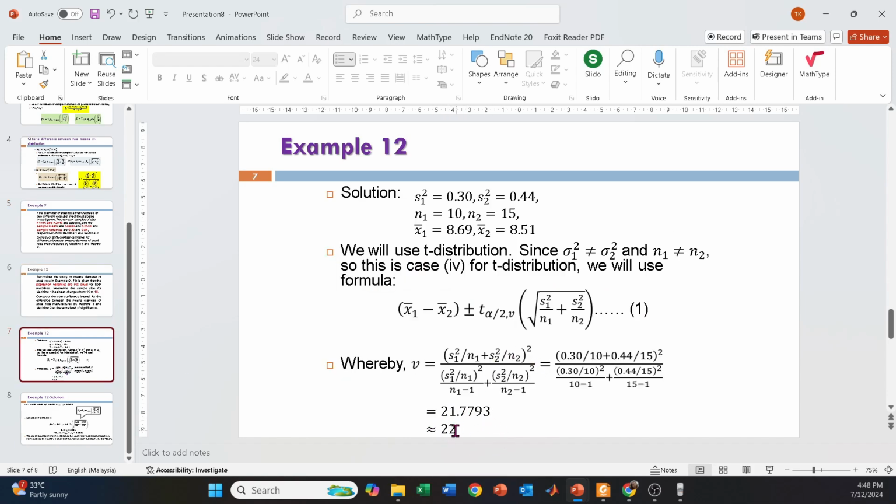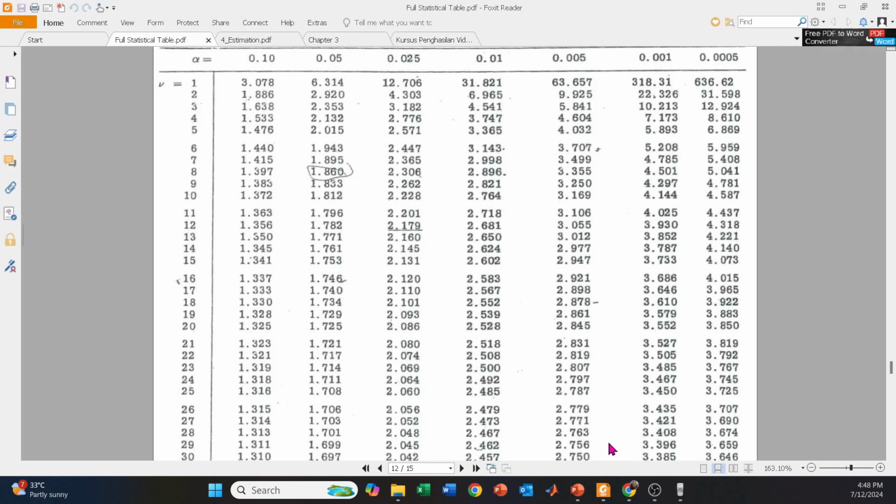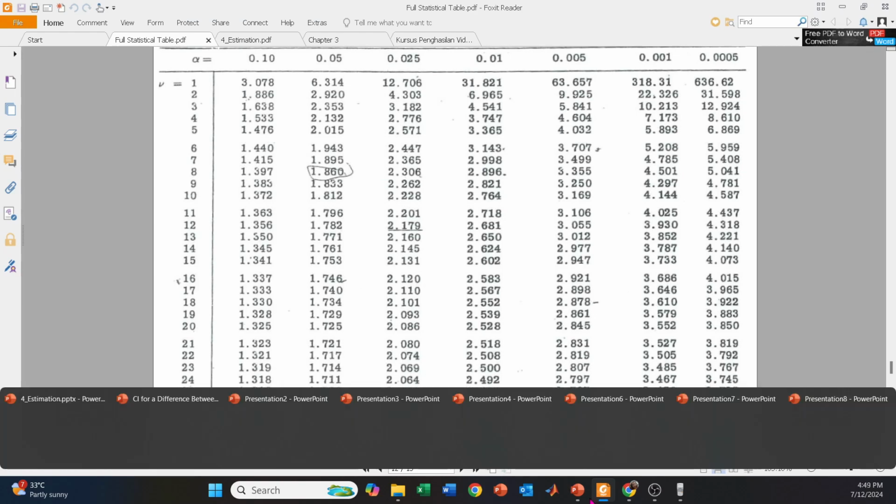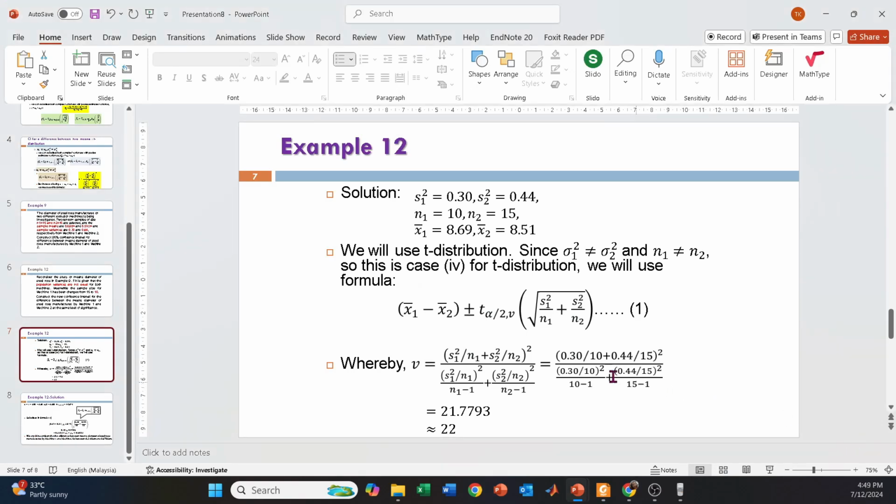So the difference is, if in the third case n1 plus n2 and both variances are the same, the nu will be total 25 minus 2, which is 23. But in this example where both population variances are not the same, we got to calculate nu using this formula. We get 22. Nu is 22, alpha over 2 is 0.025. We get the t alpha over 2 nu is 2.074.